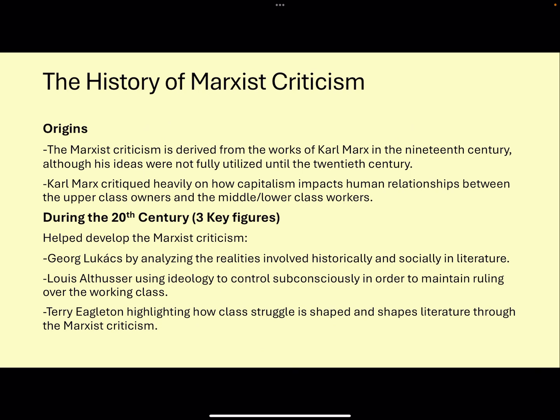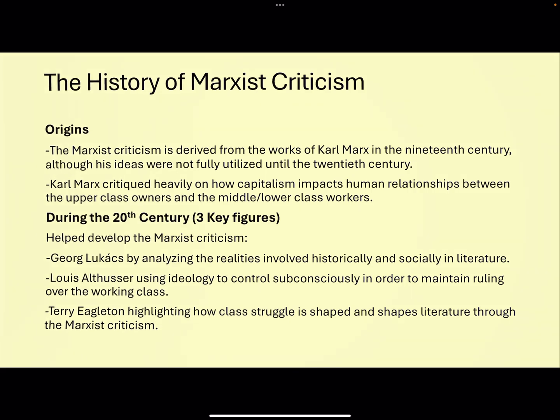First, George Lukács, analyzing the realities involved historically and socially in literature. Second, Louis Althusser, using ideology to control subconsciously in order to maintain ruling over the working class. And lastly, Terry Eagleton, highlighting how class struggle is shaped by and shapes literature through Marxist criticism.